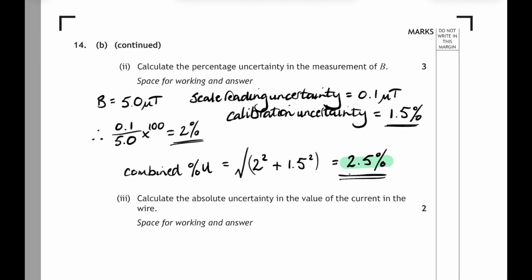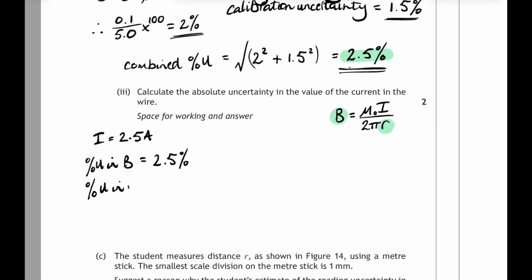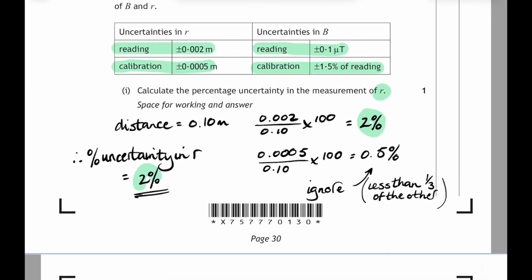Anyway, 14b part 3, calculate the absolute uncertainty in the value of the current in the wire. Right, we calculated the current from the relationship, and we got a current of 2.5 amps. But in that relationship, it was B equals mu naught I divided by 2 pi R. And we've got the measurements of B and R in that relationship that we used to work out I. Now the percentage uncertainty in B was 2.5%. The percentage uncertainty in R was 2%.